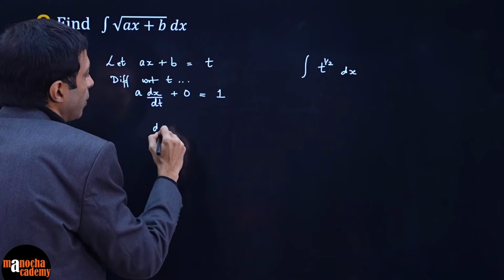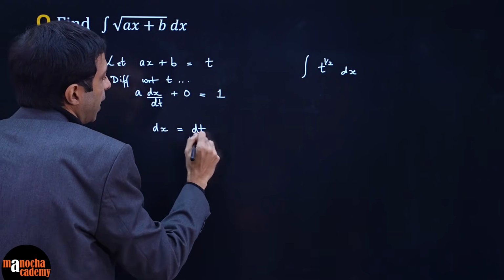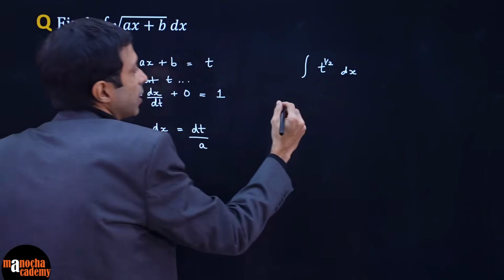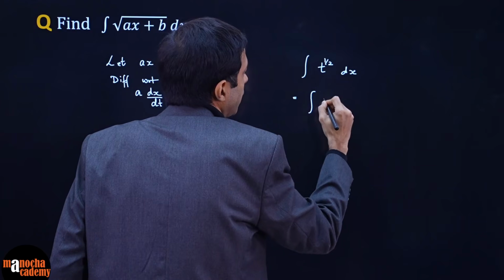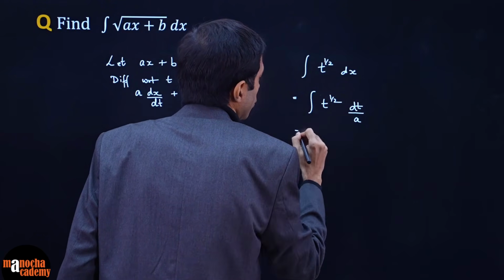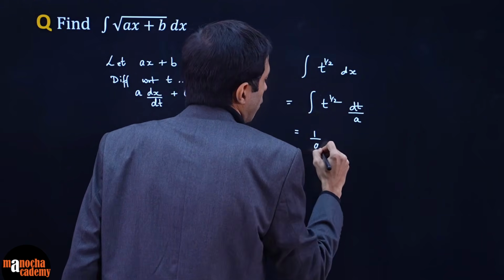So dx will be dt by a. Makes sense? Because a dx is dt, so dx will be dt by a. So substitute it here. Integration t to the power half and dx will be dt by a. So the a comes out, 1 by a.